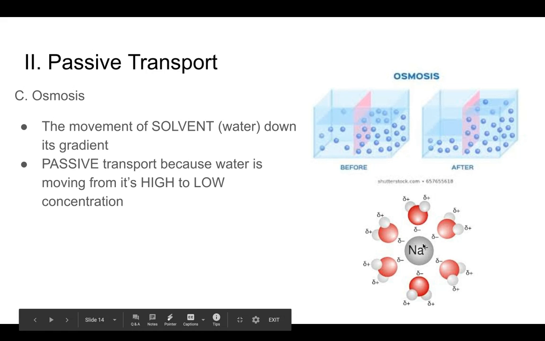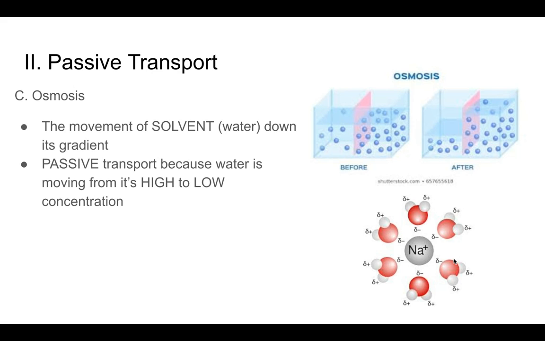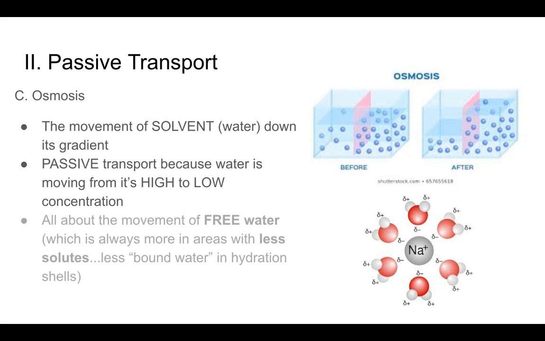And so the more solutes, like the sodium, the more solutes you have in a solution, the more water molecules will be attracted to each individual solute. And when a water molecule is attracted to a solute, it's locked into something called a hydration shell. That means that the water molecule is bound to that solute and it is not free to move. And so when we talk about osmosis, it's really predicting the movement of free water, so the water that is not bound in hydration shells, which should make sense why water concentration is highest in areas where solutes are lowest, right? So free water is more available in hypotonic solutions.